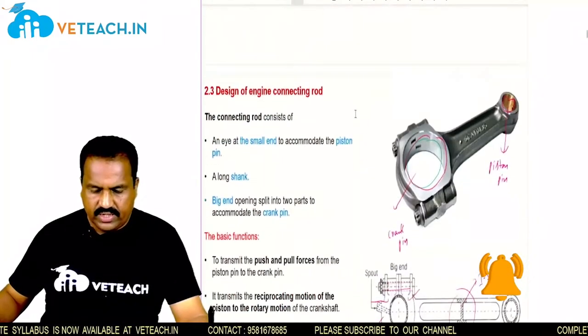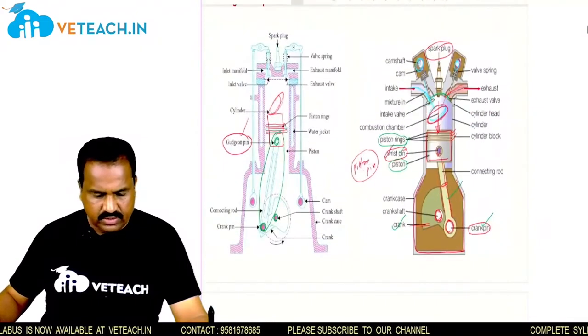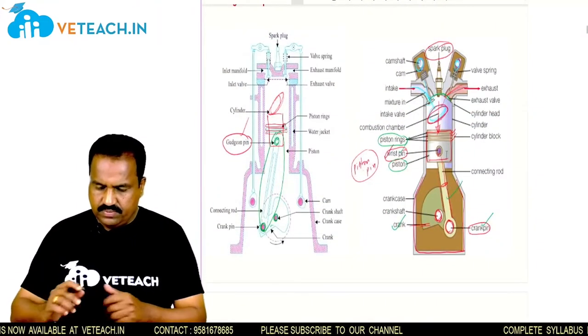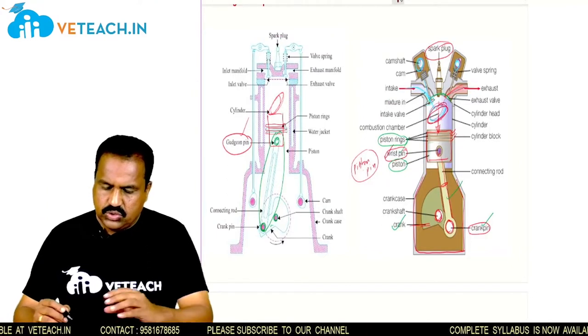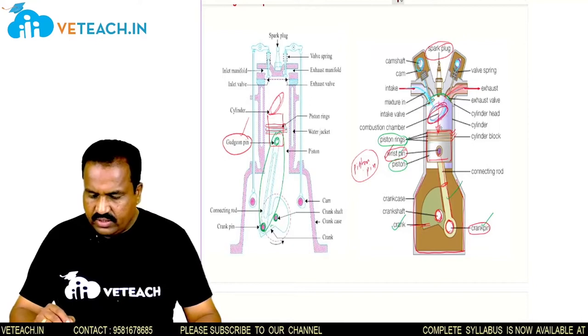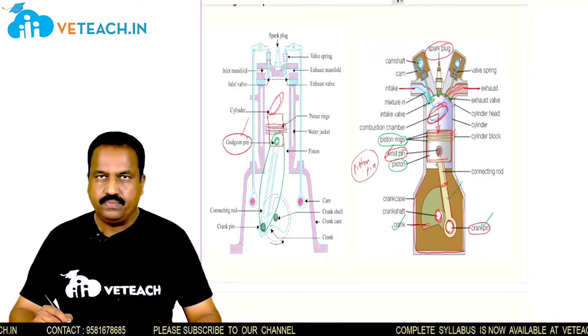The first thing I'm going to design is the connecting rod. You see the actual diagram here, the original diagram. When the fuel is burnt inside, this burning of the fuel will push the piston down.